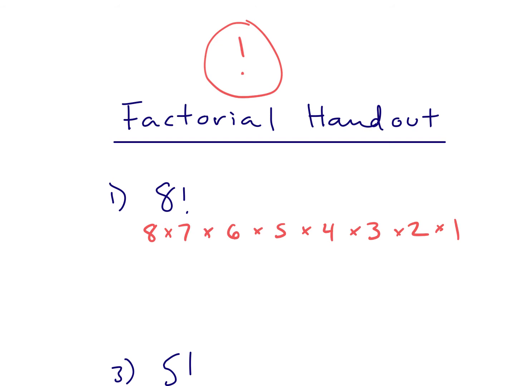Some calculators have the little exclamation point button, like the phone calculator has it. So you could put 8 and then click that exclamation point. When you turn it sideways, it has it. Some calculators don't have it, but that's fine because we can always just type into our calculator 8 times 7 times 6 times 5 times 4 times 3 times 2 times 1. So 8 factorial is 40,320.